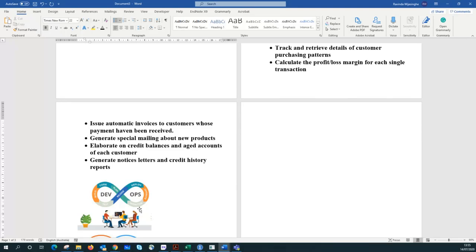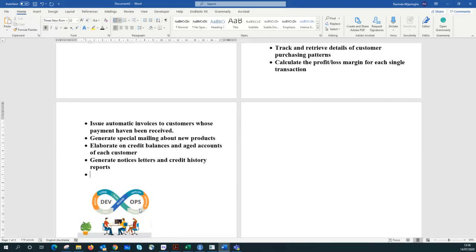Credit history reports. So that's something. And then also maybe it's a good idea to have the capability of remembering the customers who often purchase our products, so we can quickly process their orders. In other words, this is remembering.